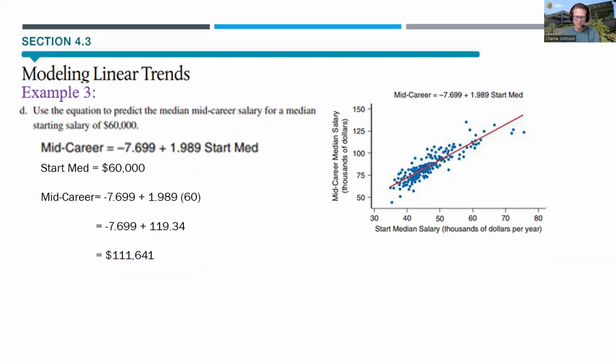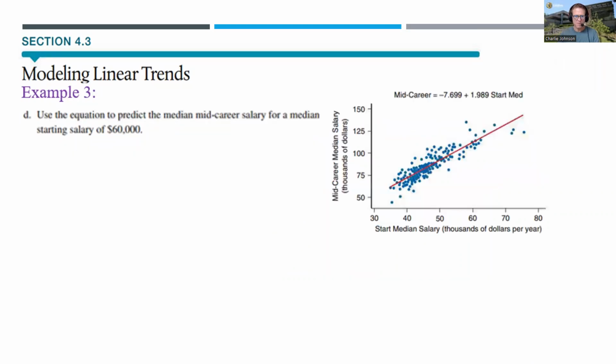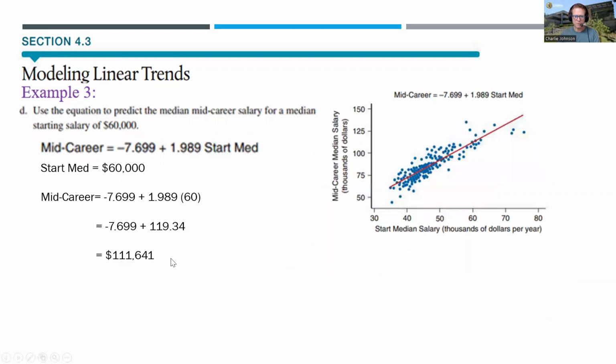So we plug that into our regression equation, and we take 1.989 times 60, which is 119.34, and then subtract that from the y-intercept of negative 7.699. We get 111,641. Remembering that when we used the line to estimate that, we were able to say it was somewhere between 110 and 120,000. But the predicted value is more precisely stated as 111,641.